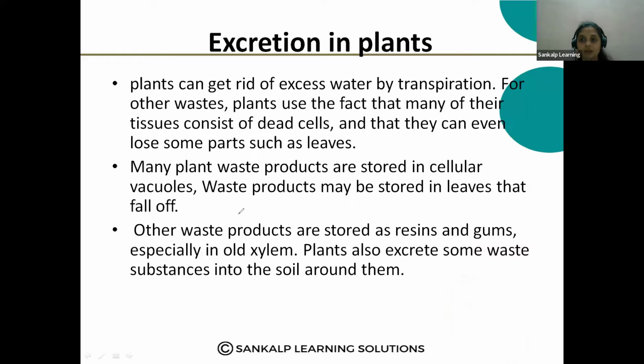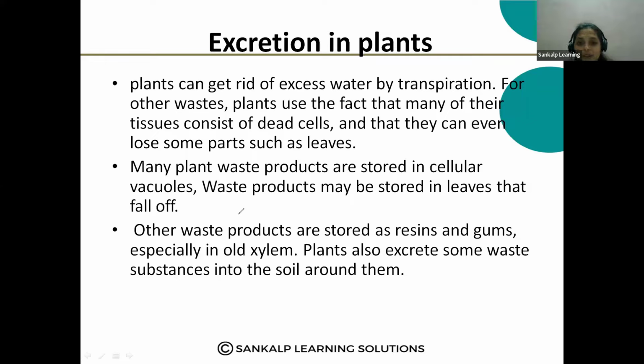There is also one question. What is that question? How does excretion take place in a plant's body? What are the different methods of excretion in plants? They excrete the waste products in the form of resins and gums, and some waste products are released into the soil where they are in contact with it, and some are stored in the vacuoles, and some leaves fall off containing the waste products. So this is how the plants excrete.